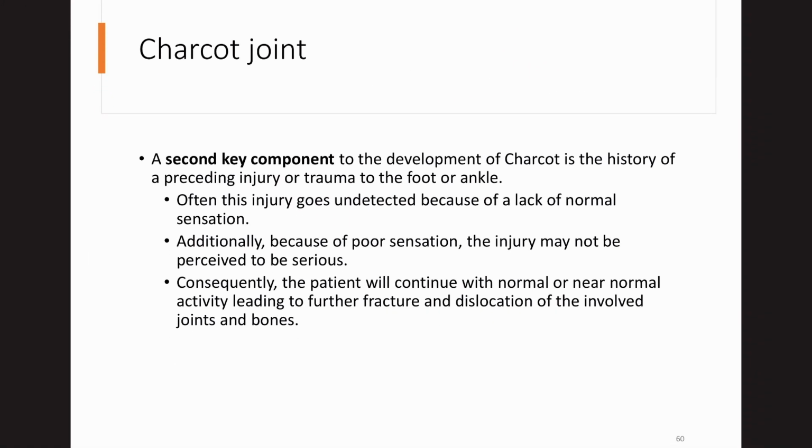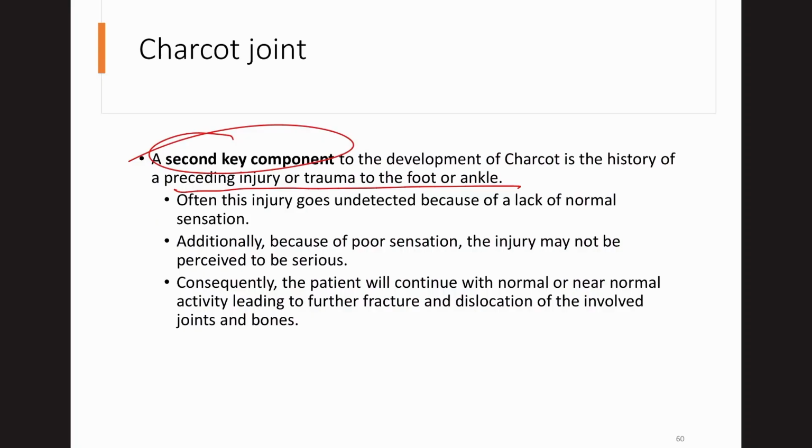Now, that is the first part. They have the neurological problem. They don't have any sensation in that joint. They don't feel the pain or whatever. But the other part of it is this. The second key component is preceding injury or trauma to the foot or the ankle, whatever the joint is. They're going to have some trauma to that area, repeated injury, because they don't feel it. So there's two parts. They don't feel it, and then they repeatedly injure themselves.